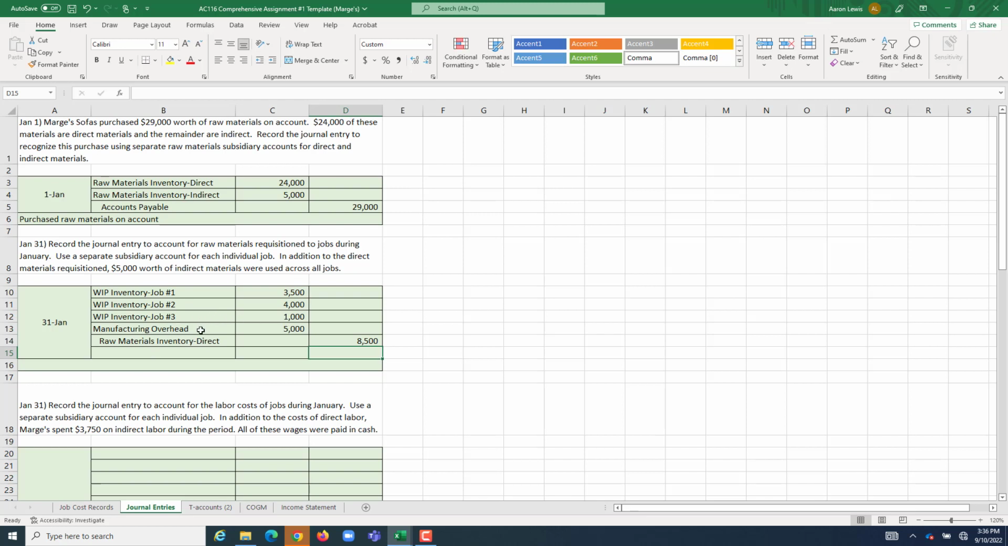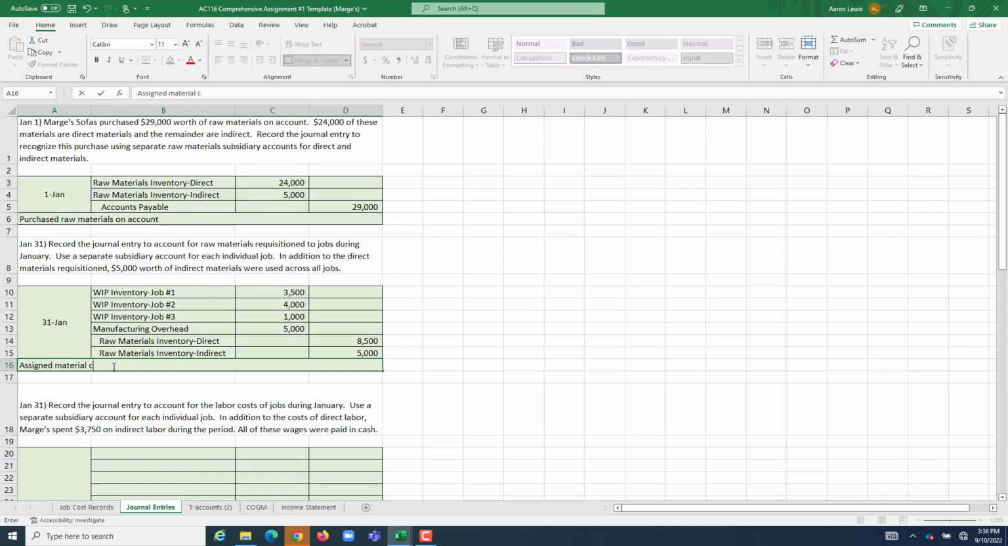What about manufacturing overhead here, this $5,000? Well, that was indirect materials. So we have a raw materials inventory indirect subsidiary account. The cost went in there when we purchased, but we used them in jobs, so now they got to come out. So we're going to decrease the value of that asset account by crediting raw materials inventory indirect for that same $5,000. And we assigned material costs to jobs.